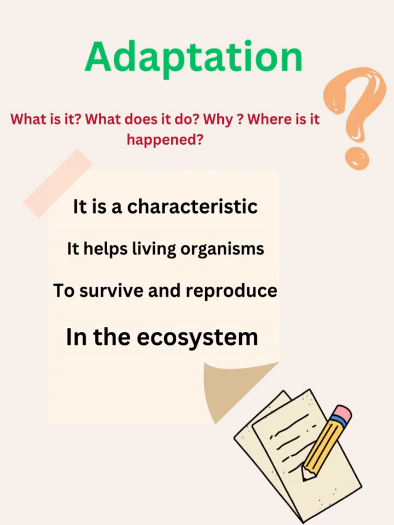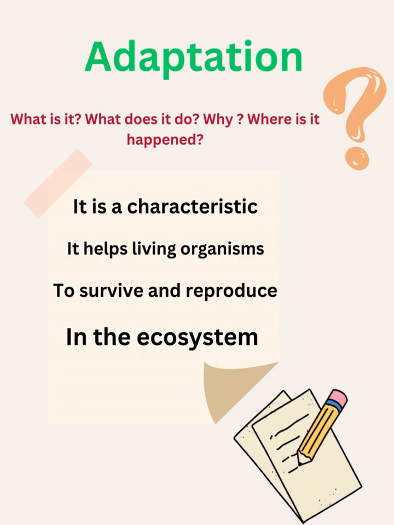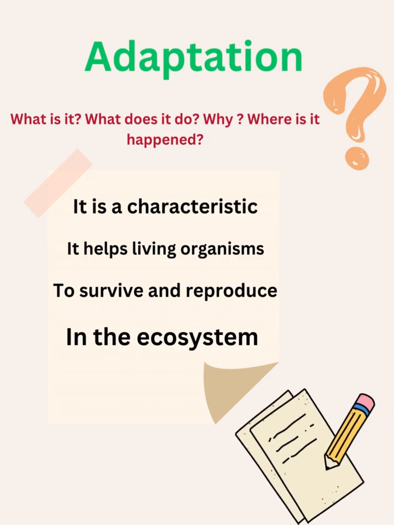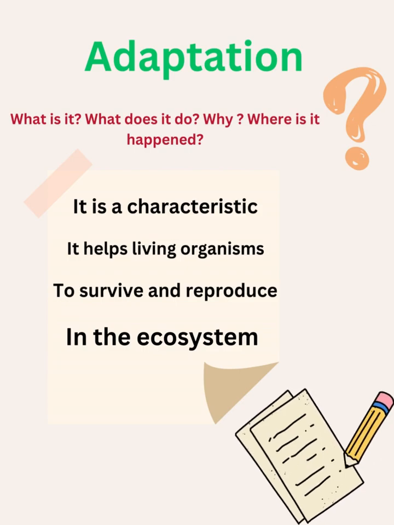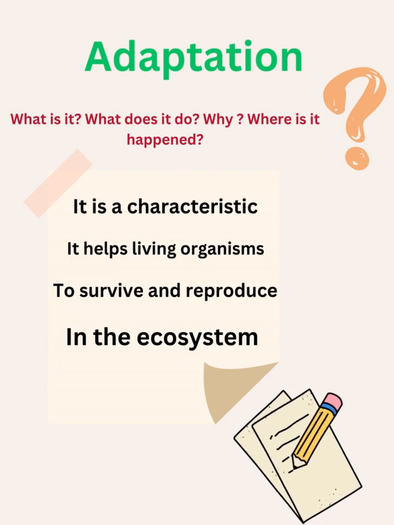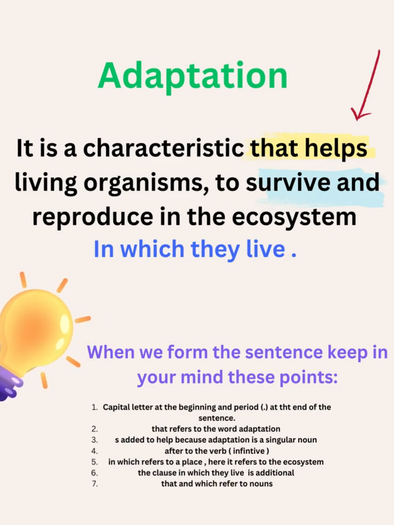To survive and reproduce. So we have here separate answers. Okay, then where does it happen? In the ecosystem. So now we can give complete information about adaptation. So let us write this information in one correct sentence. So adaptation is a characteristic that helps living organisms to survive and reproduce in the ecosystem in which they live.